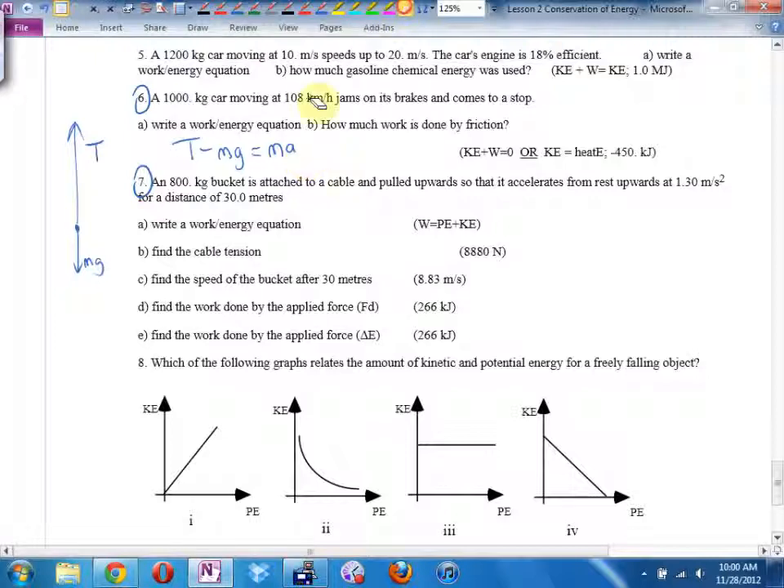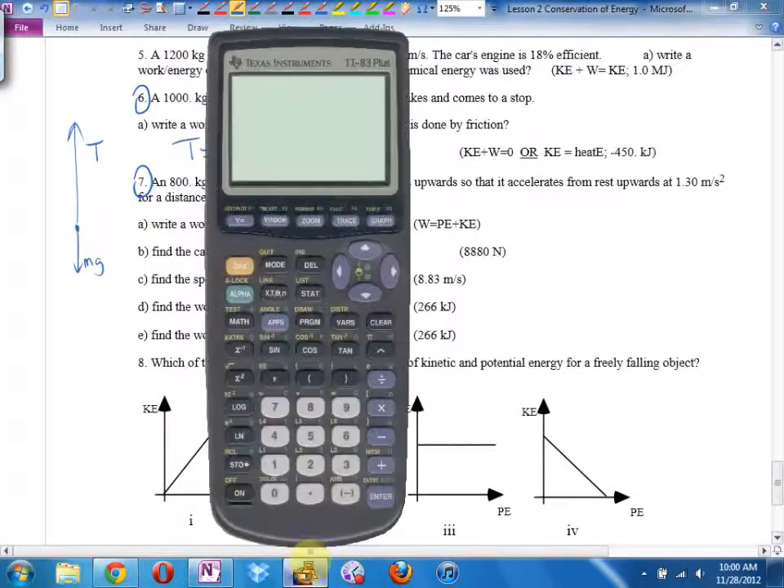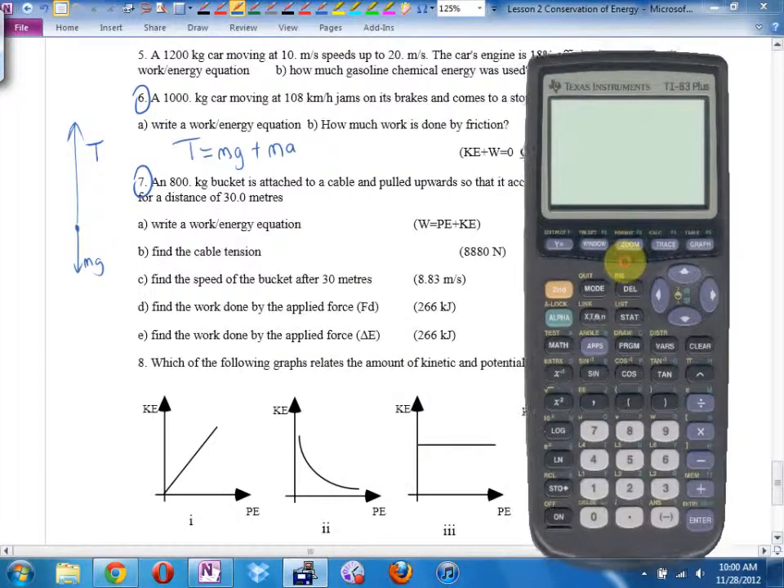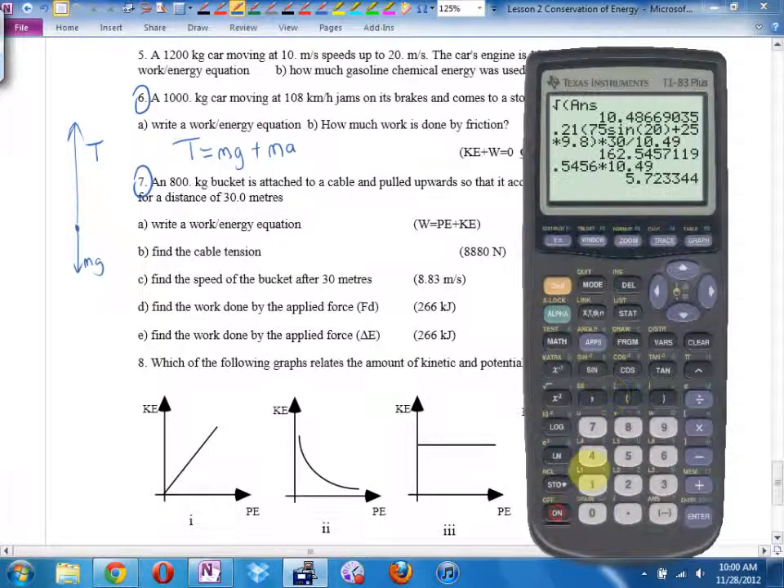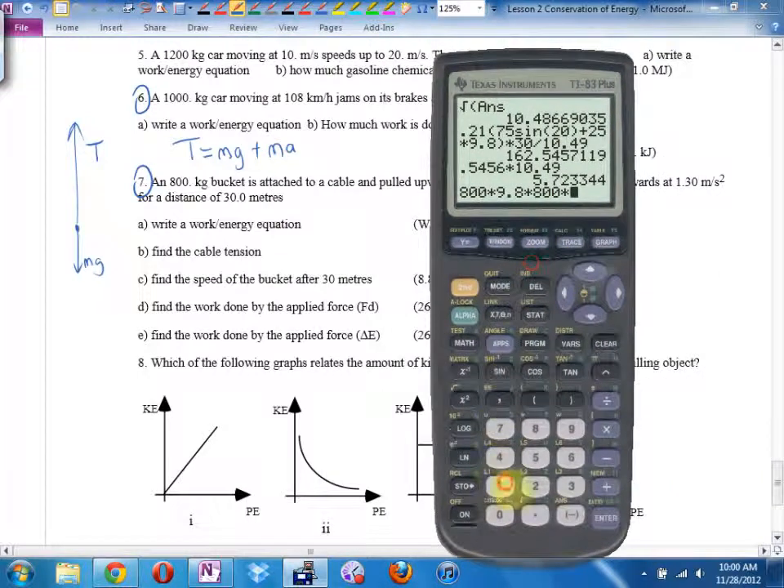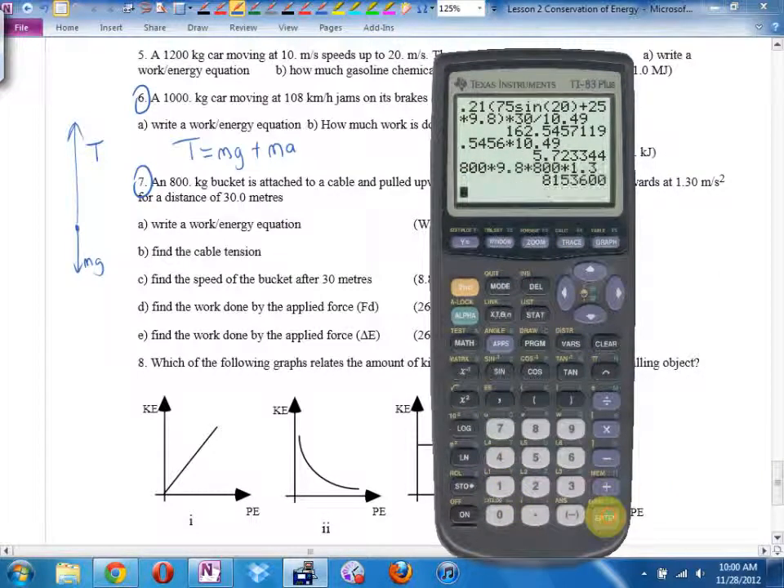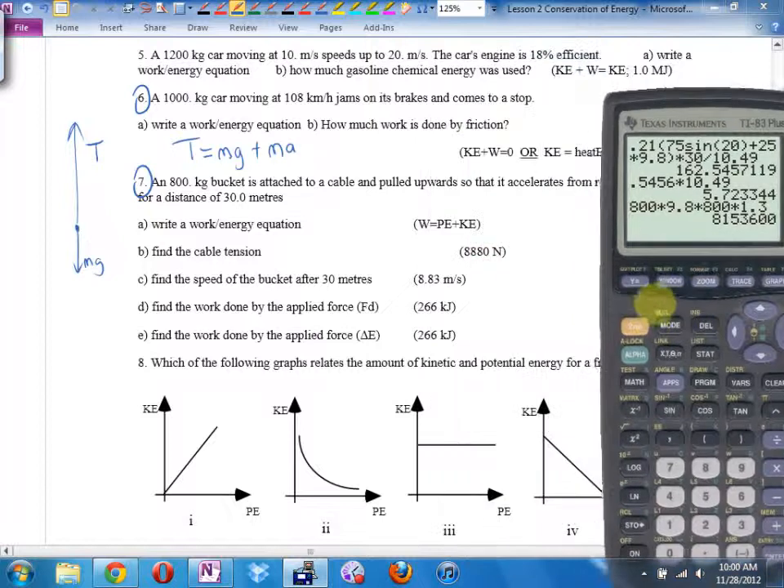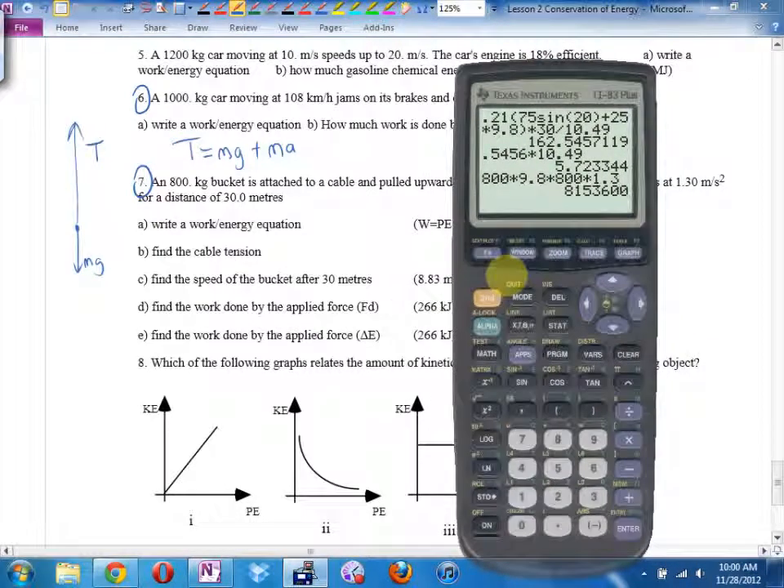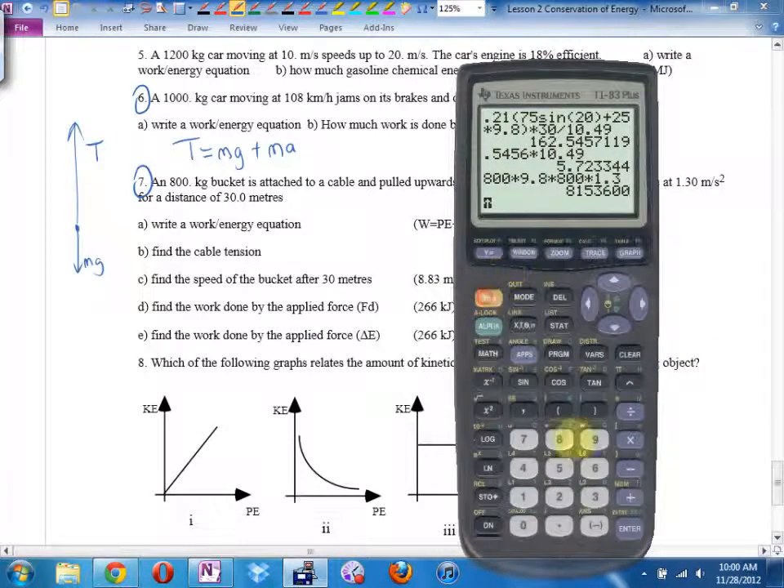In fact, I'm going to cheat and go like this. There. The tension is going to be, because I don't have much room and I don't want to recopy this question, mass times 9.8 plus mass times, what did it say the acceleration was? 1.3. Is that right, Mr. Duick? Oh, I put times instead of add. I was going, that seems way too big. Thank you.